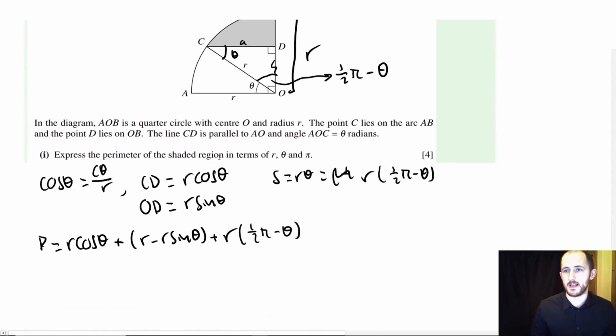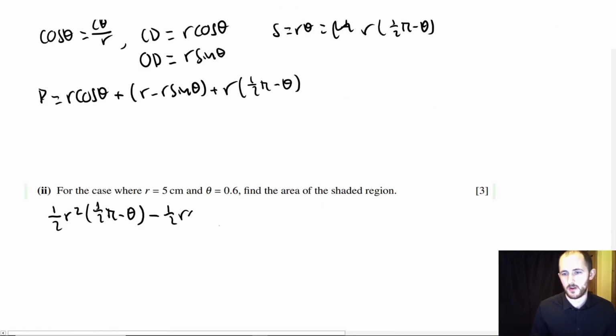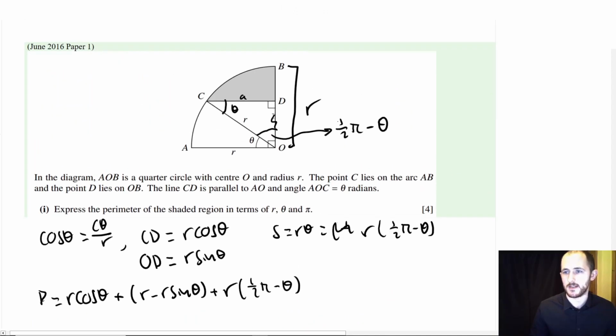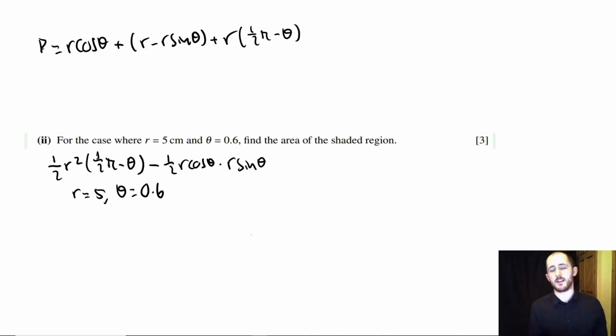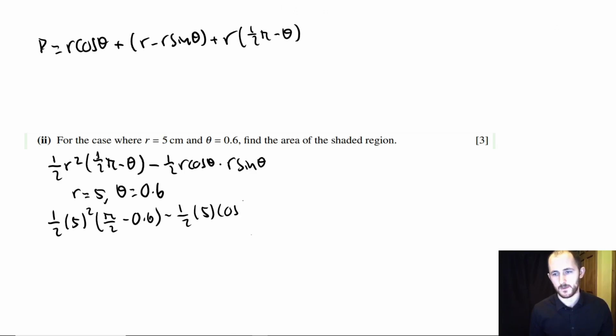It doesn't matter which way around the base is. Let's call CD the base, because r cos theta, that's fine. Half r cos theta times the height, which was this bit, which was r sine theta. And now we're going to sub in r equals 5 and theta equals 0.6. What I find is when people sub it in earlier, you get really ugly looking decimals, and they can make mistakes quite easily, which is a shame. A half, 5 squared, and then pi over 2 for now, minus 0.6, minus a half, 5 cos 0.6 times 5 sine 0.6.